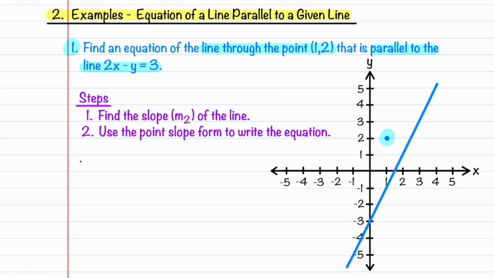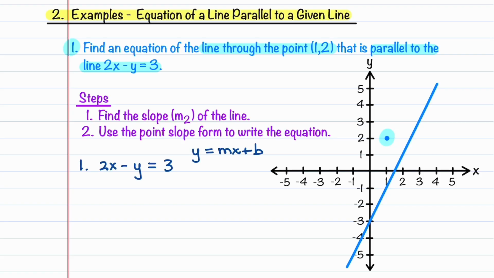Our first step is to find the slope of the line that's going to go through the point 1, 2, and I called this slope M2. To do this, we first have to find the slope of the line that we're given. So let's write down the equation of that line. It's 2x minus y is equal to 3, and we need to find the slope, so we need to put our equation in the form y is equal to mx plus b.